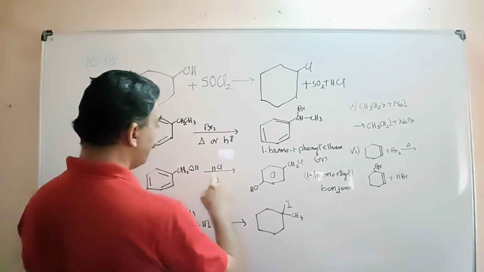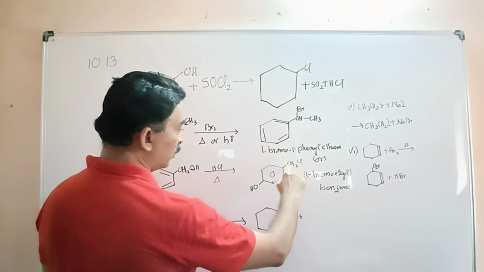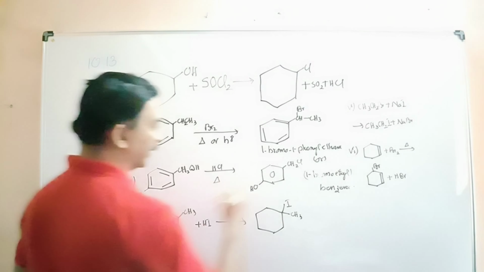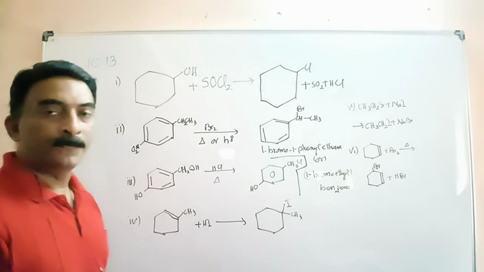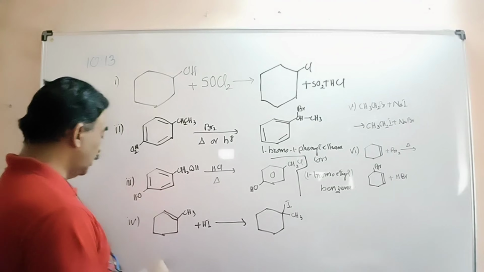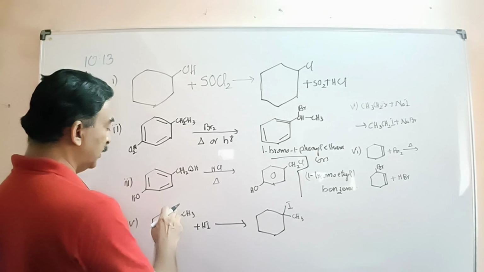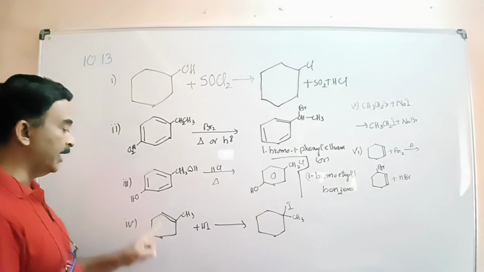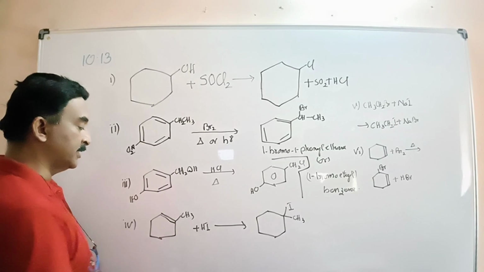We get what? 4-chloromethylphenol we will get in this particular case. Okay. The next, fourth one. It is 1-methylcyclohexene. Okay. It is treated with HI.